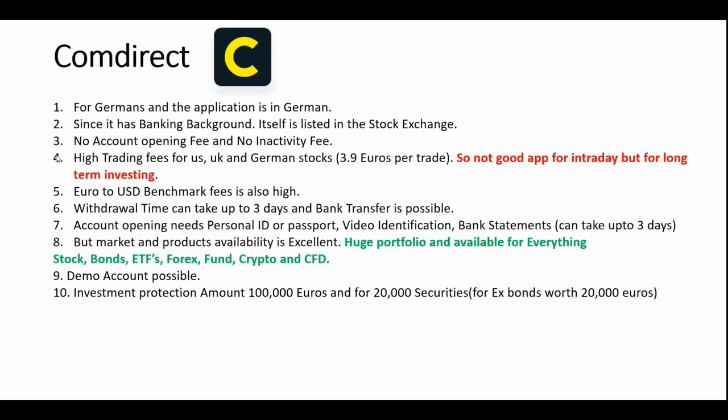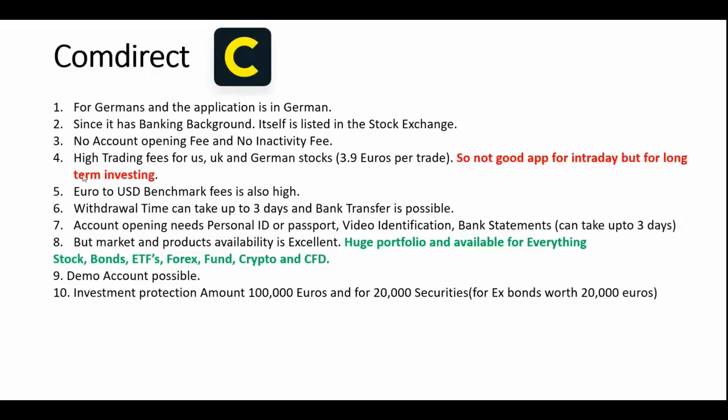Okay, so let's move on to point 4: high trading fees for US, UK, and German stocks. I think this is one of the important factors for all the brokers out there. It is around 3.9 euros per trade when you are dealing in euros. That means 3.9 euros when you are selling the stock and 3.9 euros when you're buying the stock. So it's not such a good app for intraday trading because you have to pay every time. This is a good application or broker when you're looking for long-term investments, and we will go further into this when we reach point 8.